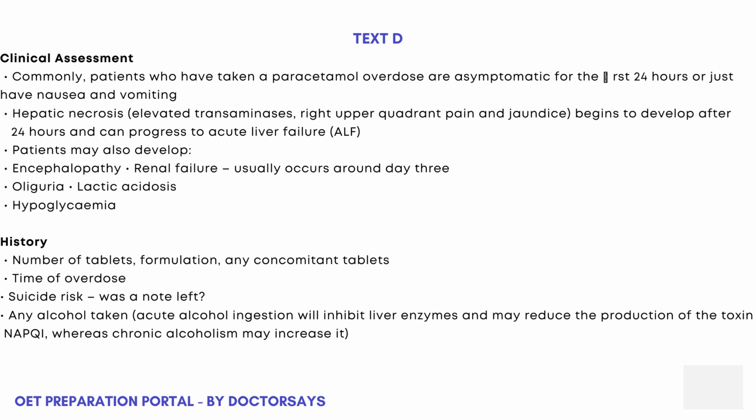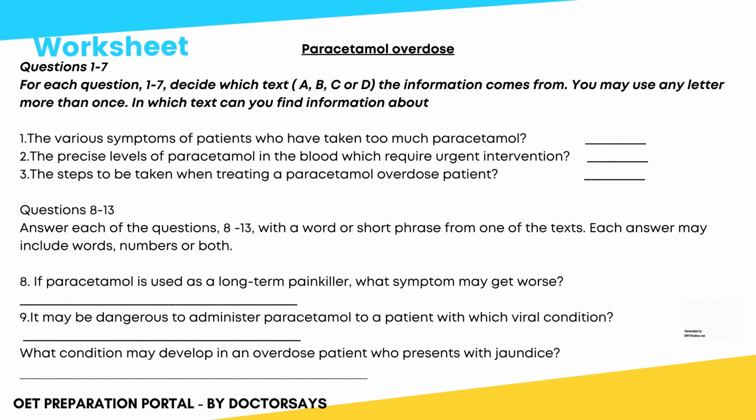So the answer for question number 1 would be text box D, because all the symptoms are mentioned over here, which were not mentioned in any of the other text boxes. We're quickly going to mark our answer for question number 1 for our reading task. For 1 we chose text box D, for 2 we had text box C, and for 3 we had text box B. Now moving on to the further questions 8 to 13.